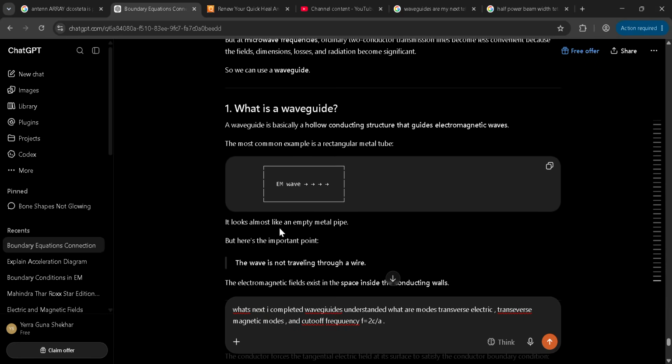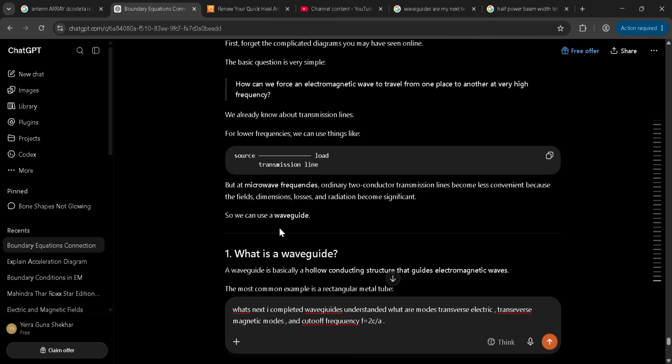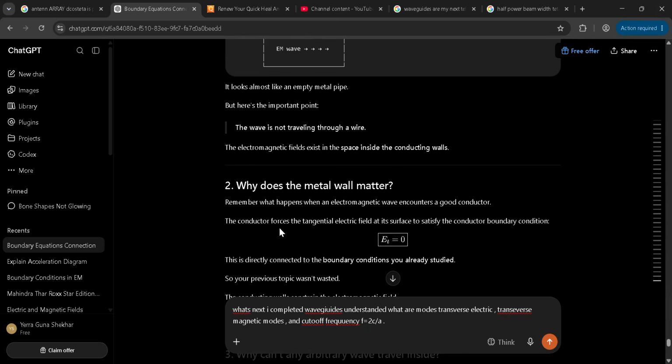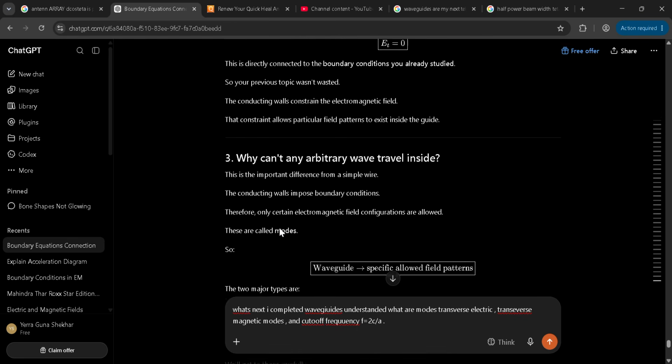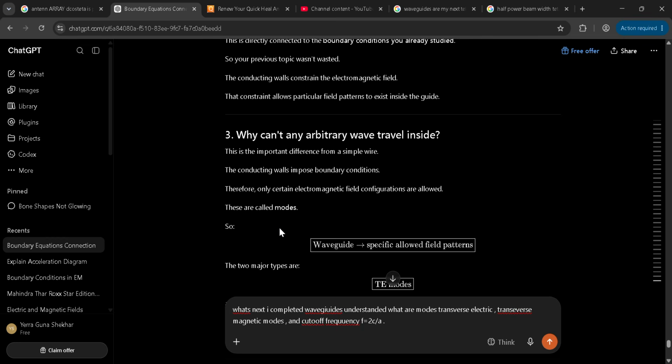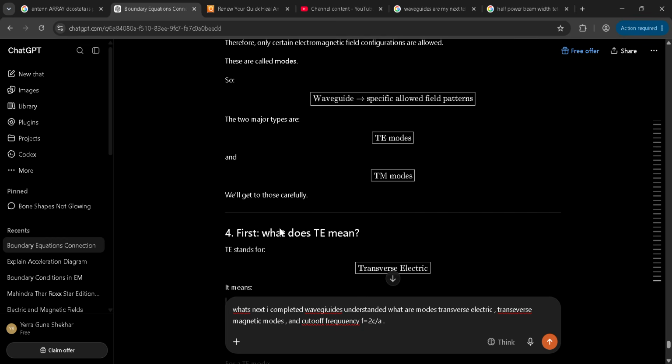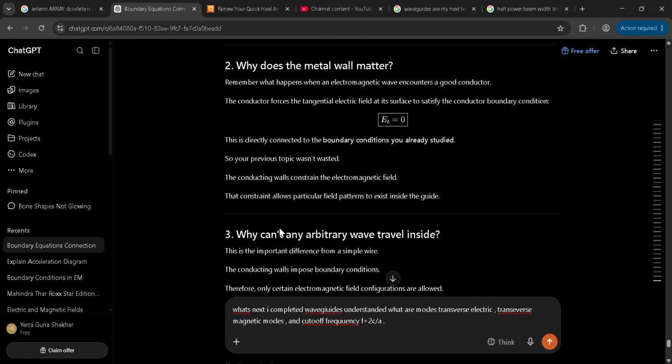Why can't any arbitrary wave travel inside? This is the important difference from a simple wire. The conductive walls impose boundary conditions. Therefore, only certain electromagnetic field configurations are allowed. They are called modes, the waveguide's physical field patterns.